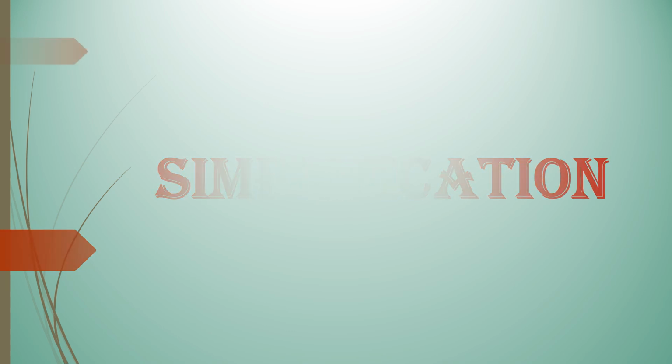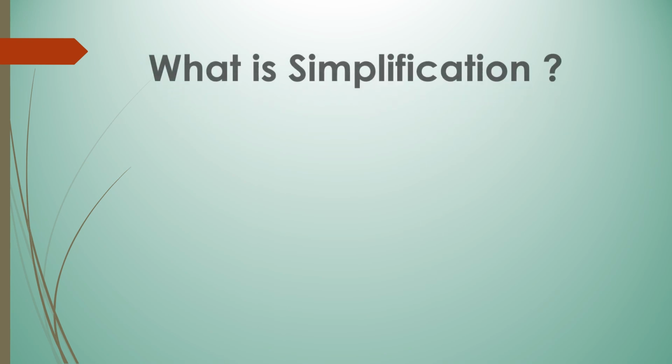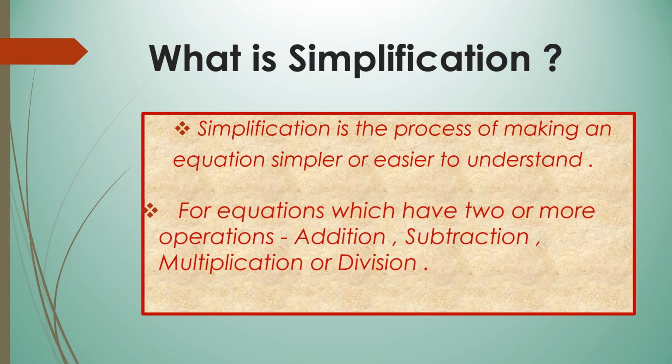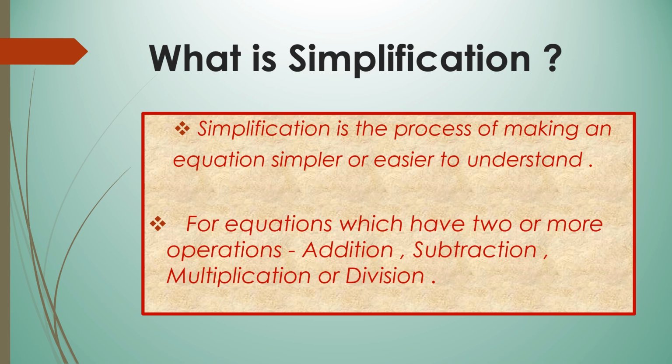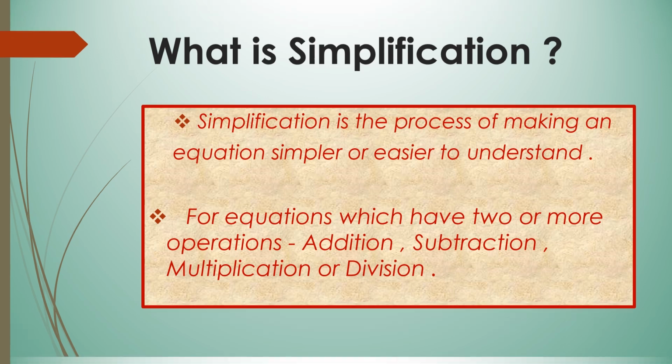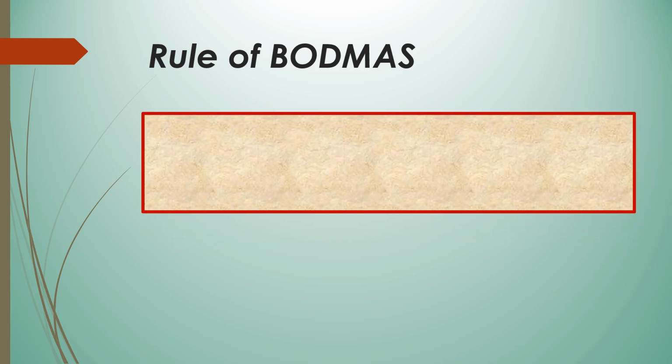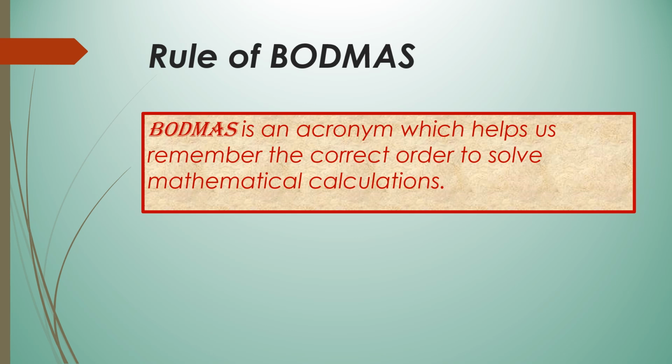Simplification is a process of making an equation simpler or easier to understand. For equations which have two or more operations, that is addition, subtraction, multiplication or division, we have a rule of BODMAS. Now what is this BODMAS? BODMAS is an acronym which helps us remember the correct order to solve mathematical calculations.